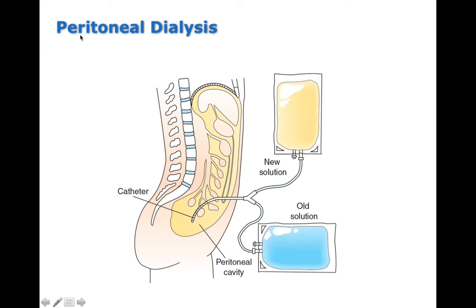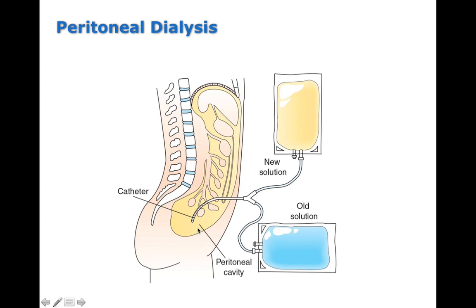There's another type of dialysis called peritoneal dialysis, and it's actually a much simpler method, where instead of relying on your kidney filtration membranes, you can rely on the peritoneum to filter the blood for you. Essentially, you can pump a new solution into their peritoneum. So you're going to have an intraperitoneal catheter that delivers fluid to their peritoneal cavity.